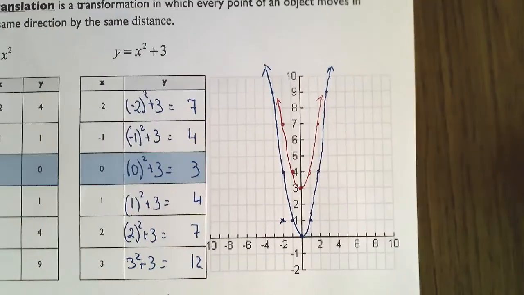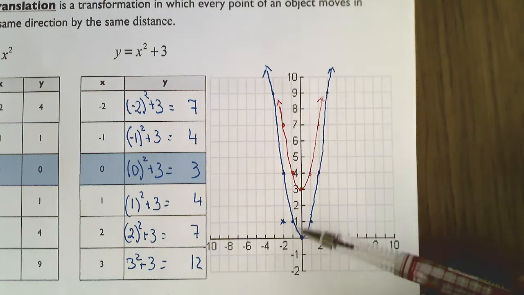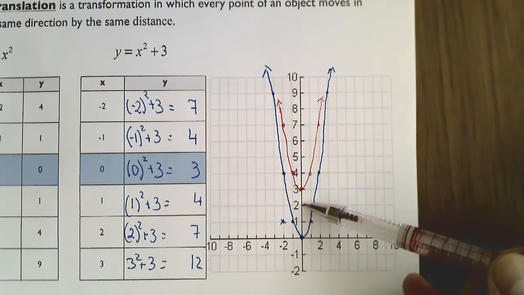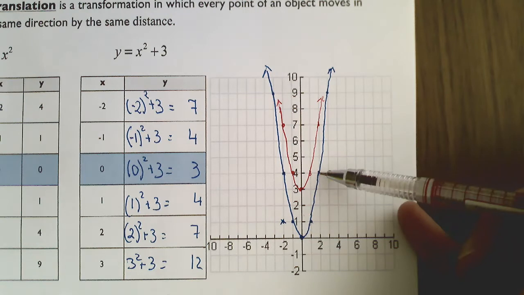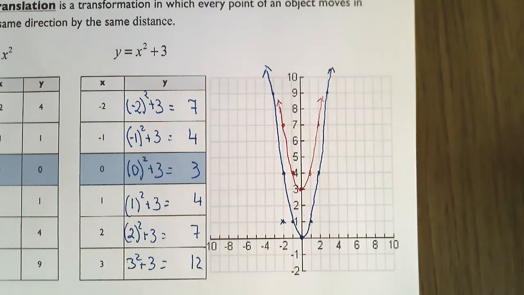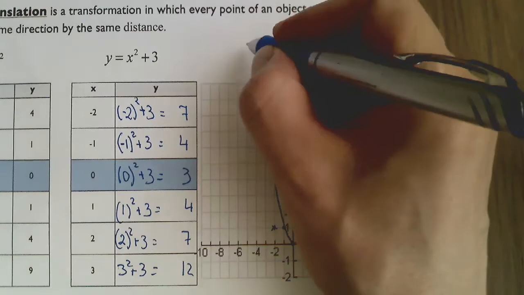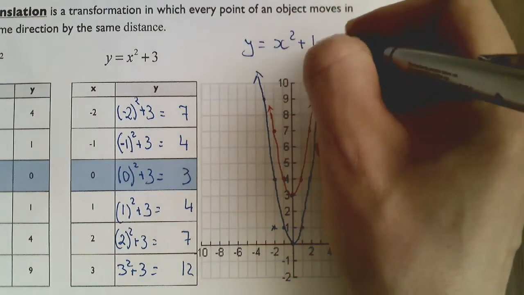All right, so let's compare these graphs. As you can see, everything got shifted 3 units up. Every single point went 3 units up. So that's called vertical translation. Okay, so in general, the equation will be y equals x squared plus k.